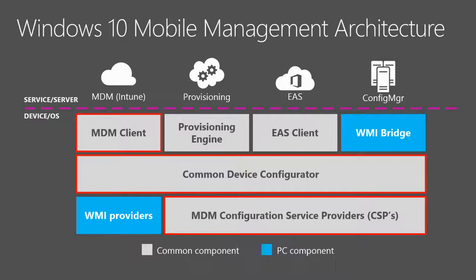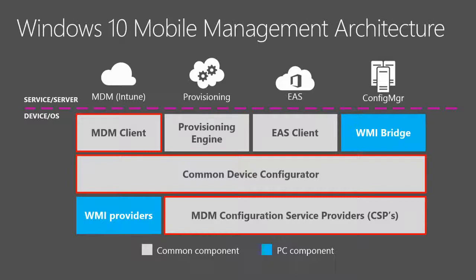And the OMA DM client, like I said, is available on any device. And in the middle, we have the common device configurator, and the common device configurator then communicates with where we do the settings. The settings in MDM are called configuration service providers. And configuration service providers is what you could compare with what we have in an Active Directory joined environment with group policies. And then we also have the WMI providers, of course, for desktop PCs.